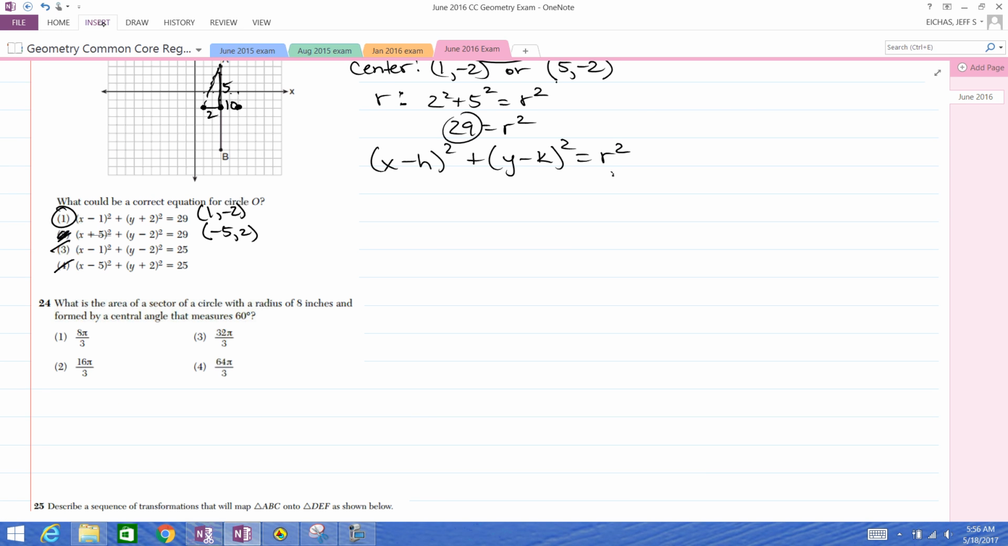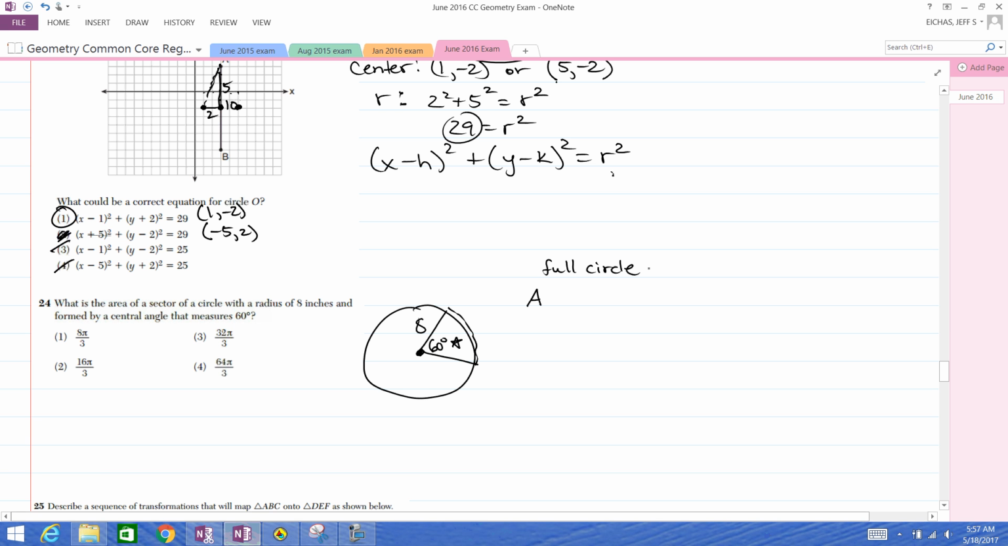Area of a sector. Okay, go ahead and sketch your diagram here. We need a 60-degree angle. We want the area of this sector right here. Radius is 8 inches. Now, what I tend to do with this is I get the area of the full circle. There are probably formulas your teacher might teach you for area of sectors, but I always have my students just get the area of the full circle first.